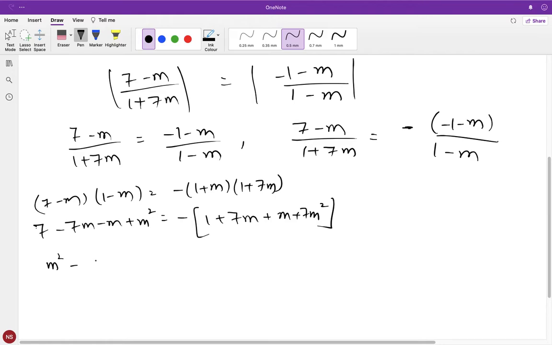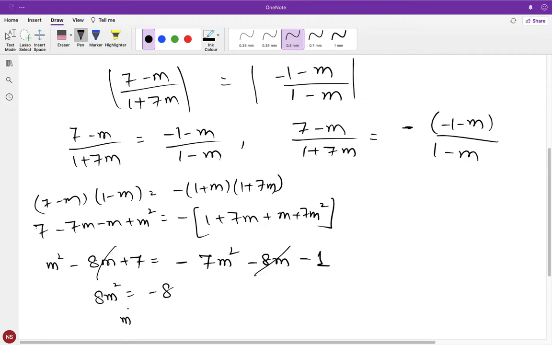or m square minus 8m plus 7 is equals to minus 7m square minus 8m minus 1, minus 8m is cancelled. You get 8m square is equals to, it becomes minus 1 minus 7, so minus 8. M square is minus 1. A square of a real number cannot be negative, so I'm just going to ignore this solution. Now we will focus on this one.